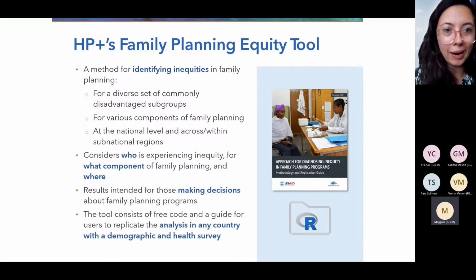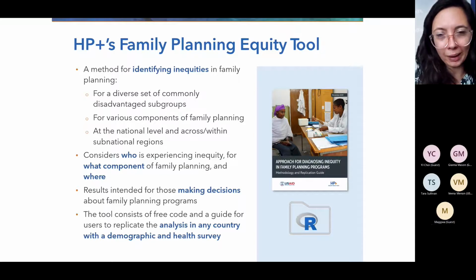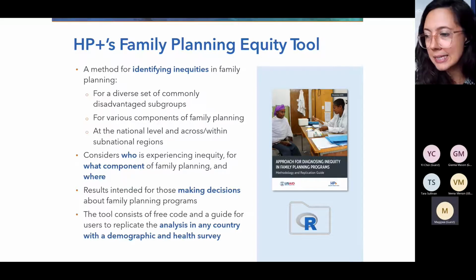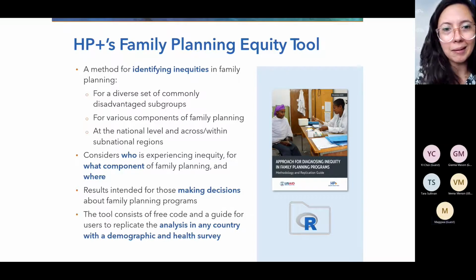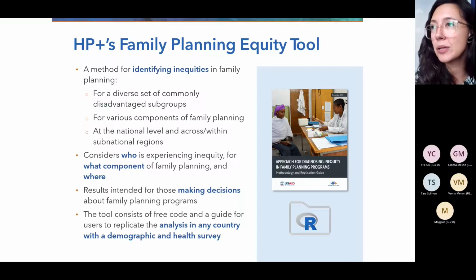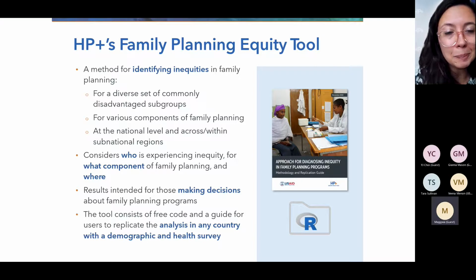And finally, the where. So this tool allows you to visualize the distribution of inequity at the national level and within whatever are the predominant subnational regions. So effectively, the tool does the who, what, and where of an inequity analysis for you. And the results are intended, as I mentioned at the beginning, really for decision makers and programmers, people making choices about how we utilize our resources, where we focus our interventions, how we pivot our interventions, and so forth. And of course, the policies that we develop.